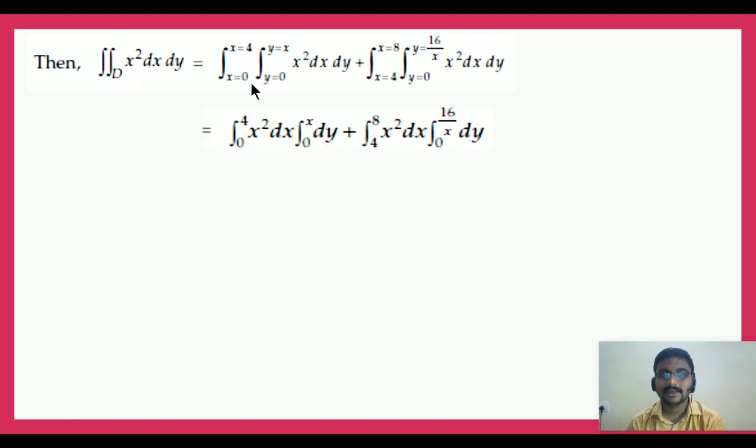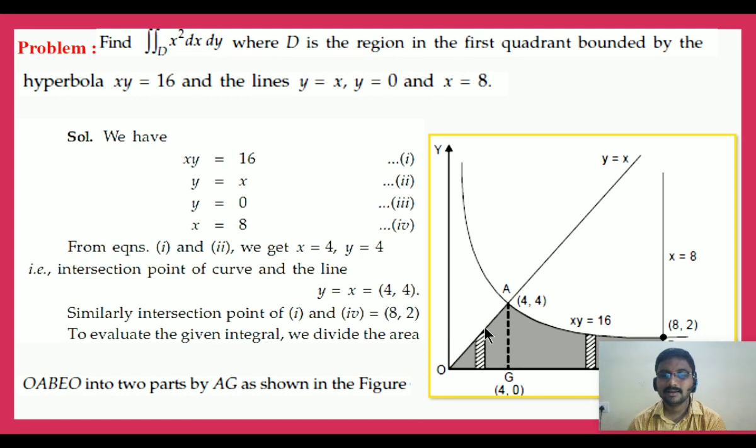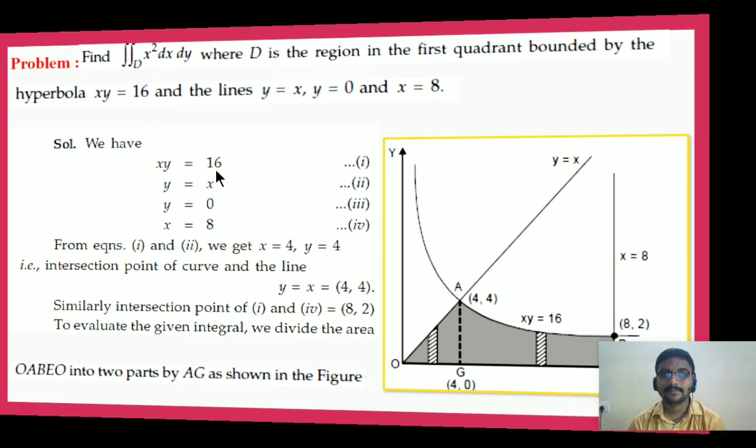For the first double integral, look at the figure. For the first figure, the lower part of the strip touches the x-axis, so y equal to 0. The upper part of the strip touches the line y equal to x. So y varies from 0 to x, and the x limits are the ordinates, origin 0 0 and 4 0. X varies from 0 to 4. Thus the limits are obtained for the first double integral, for the OAG region: y varies from 0 to x and x varies from 0 to 4.